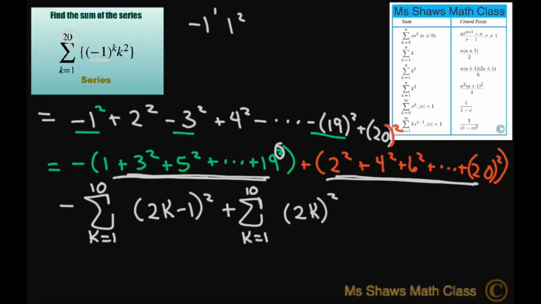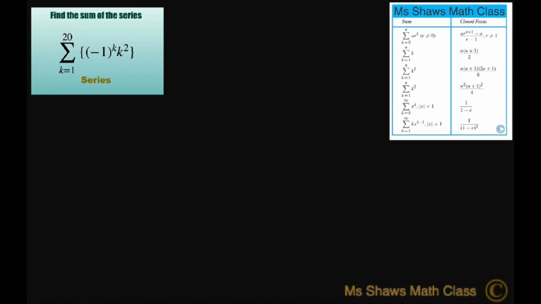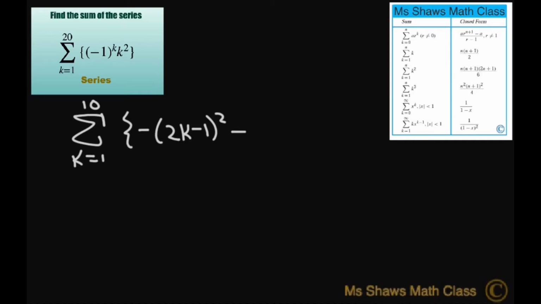All right, the next step I'm going to do is go ahead and distribute this negative. So that's going to give me the sum of k equals 1 to 10, and I'll put everything together. So we have negative (2k minus 1) squared. I just brought that over. And then this one was also the sum from k equals 1 to 10, so I can put it inside here. This is going to be (2k) squared.